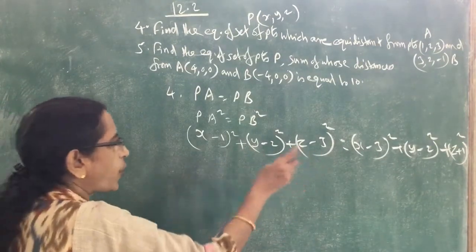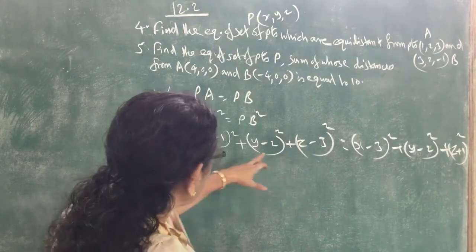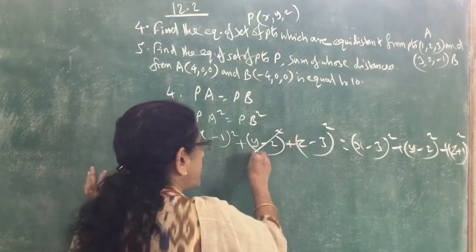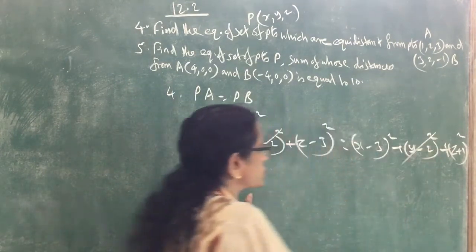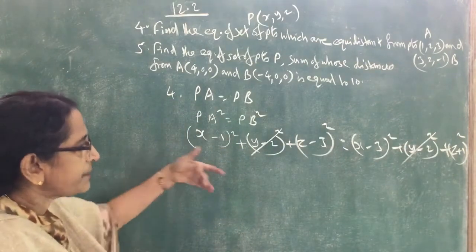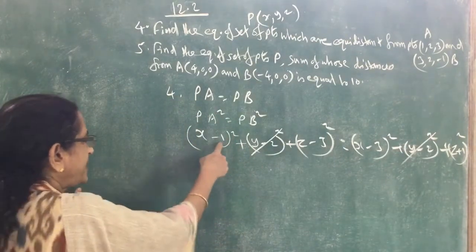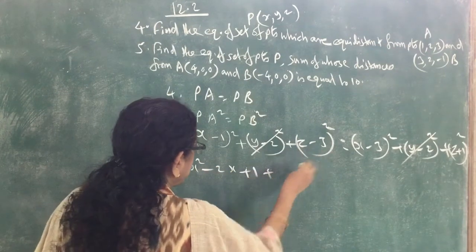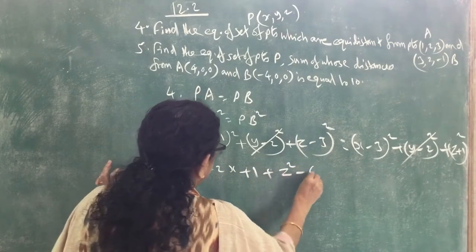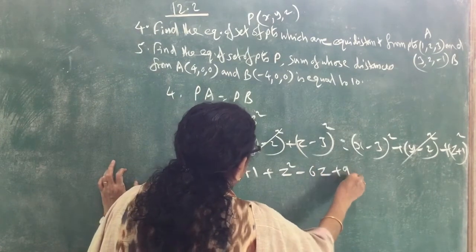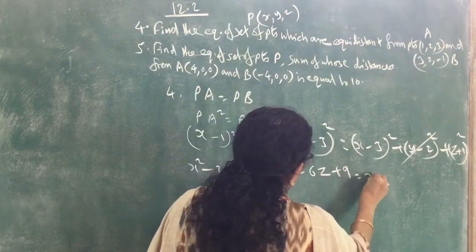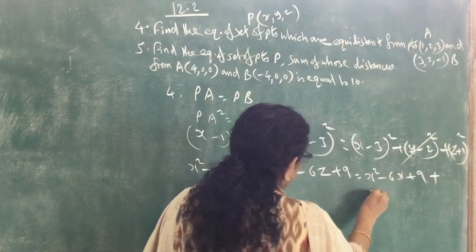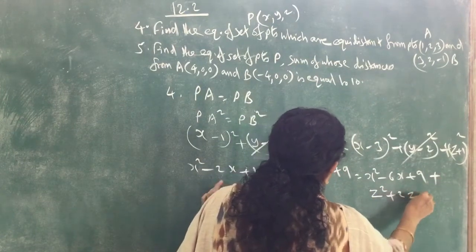So we can expand all the terms. See here, (y minus 2) whole square is there on both sides, so that can be cancelled. Remaining terms we can expand. (x minus 1) whole square is x square minus 2x plus 1. (z minus 3) whole square is z square minus 6z plus 9. (x minus 3) whole square is x square minus 6x plus 9. (z plus 1) whole square is z square plus 2z plus 1.